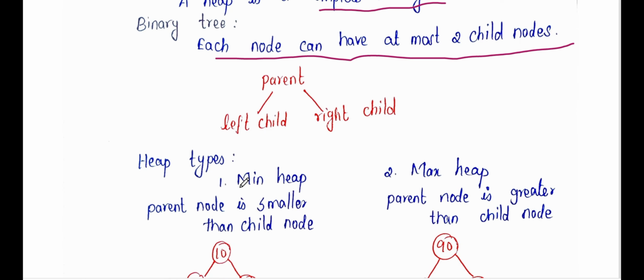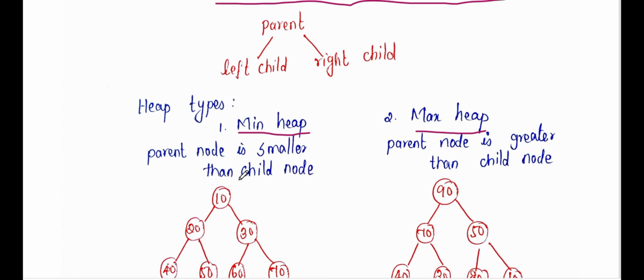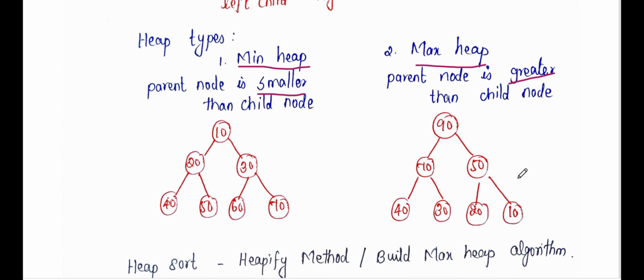There are two types of heap: min heap and max heap. What is a min heap? If the parent node is smaller than the child node, that is a min heap. If the parent node is greater than the child node, that is a max heap. This is a complete binary tree, right? Each parent has two children, one left and one right. This is called a heap.